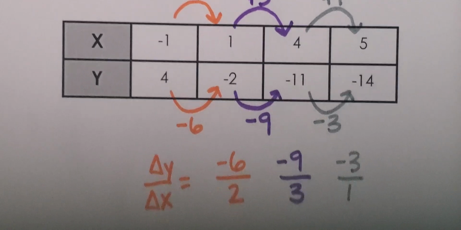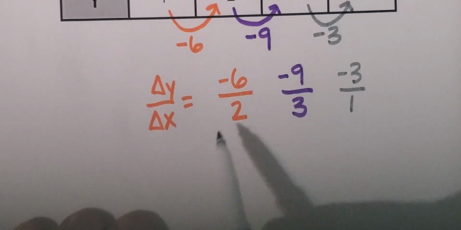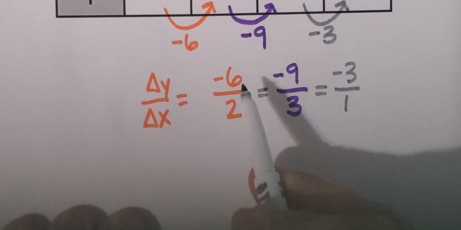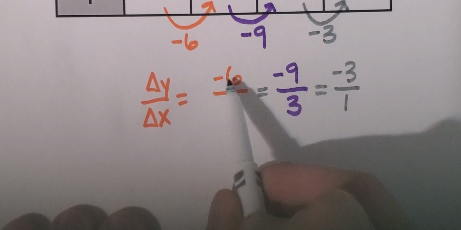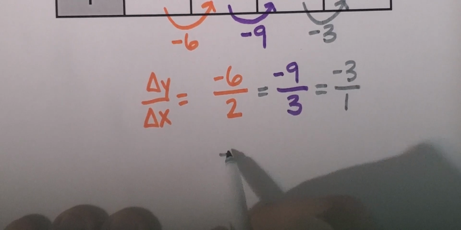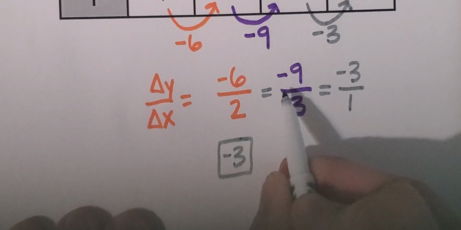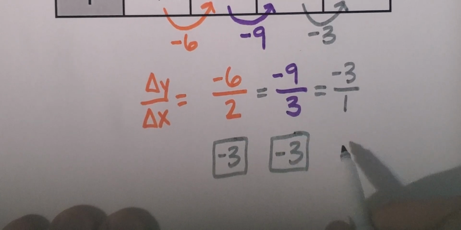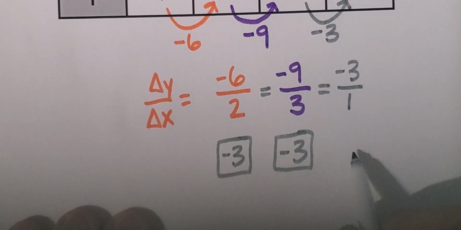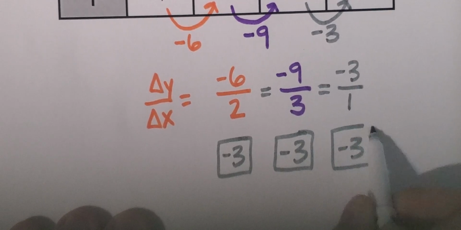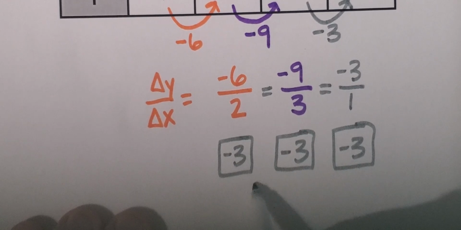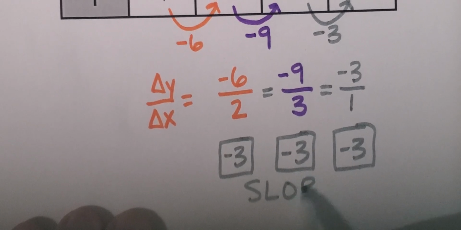Looking at all these different fractions, I know that they're obviously different, but if I actually divide them, negative 6 divided by 2 is negative 3. Negative 9 divided by 3 is negative 3. And negative 3 divided by 1 is negative 3. Since they all simplify down to the same number, this negative 3 is my slope answer.